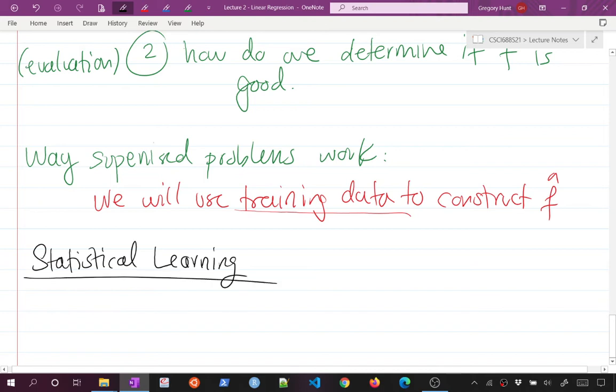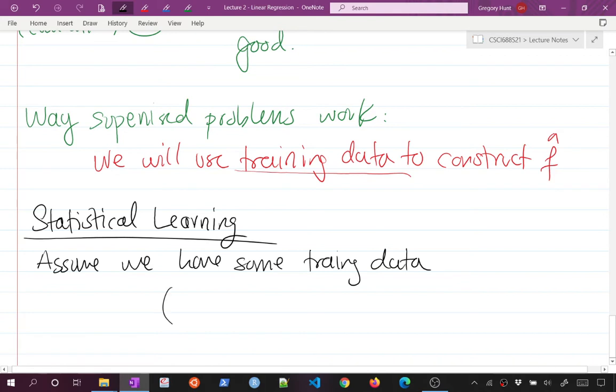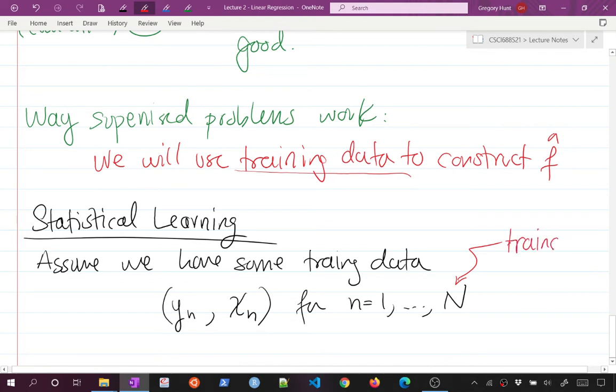So the basic setup of statistical learning is we assume we have some training data, and my training data is going to be pairs of y's and x's, and we're going to assume that we have some capital N of them. So maybe I should write it like this. We assume we have some training data, yn, xn, where little n goes from 1 to capital N. So here, capital N is the training data size, and little n is just my index.